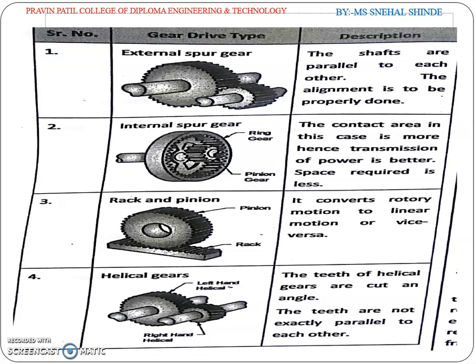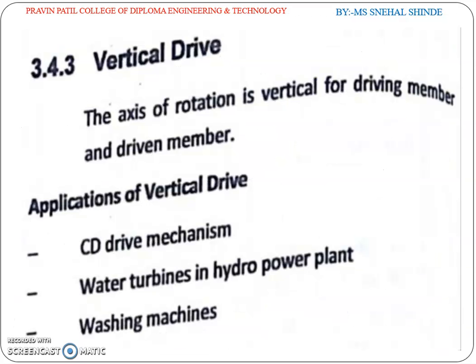Helical gears. The teeth of helical gears are cut at an angle. The teeth are not exactly parallel to each other. Vertical drive: the axis of rotation is vertical for the driving member and the driven member. Applications of the vertical drive: CD drive mechanism, water turbines in hydropower plants, and washing machines.